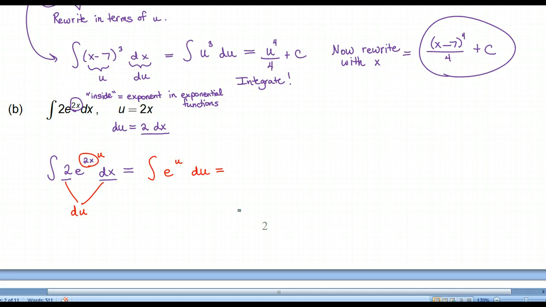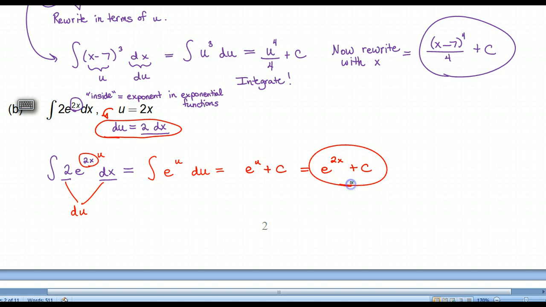So I see a 2x here. Well, that was equal to u, so I'm going to replace that with u. I see a 2 and a dx. That's equal to du. So is there anything that was unaccounted for? No. So now that it's just e to the u, that's easy to integrate.